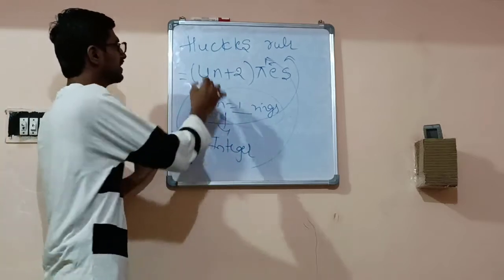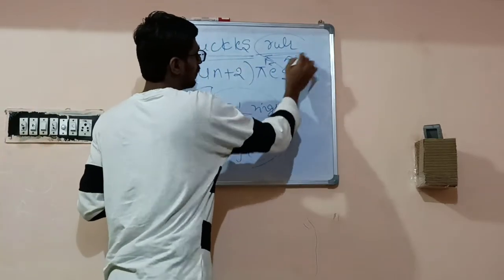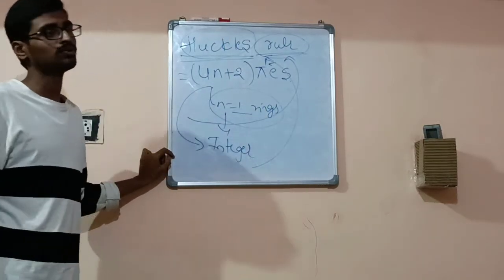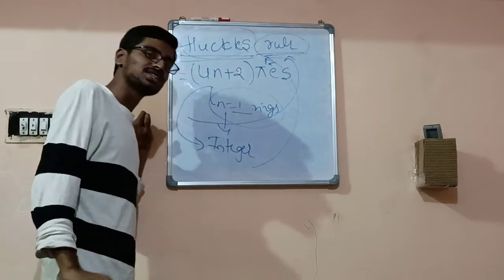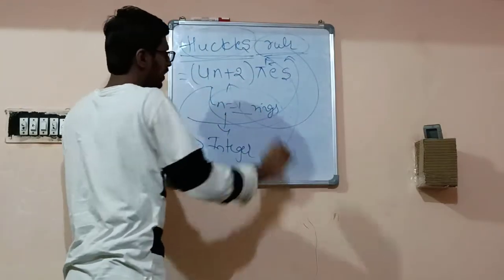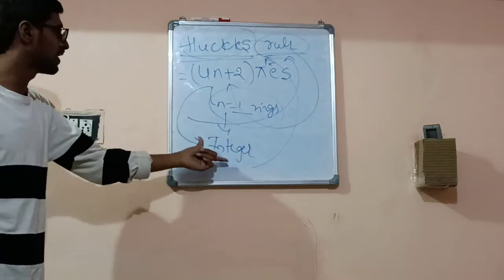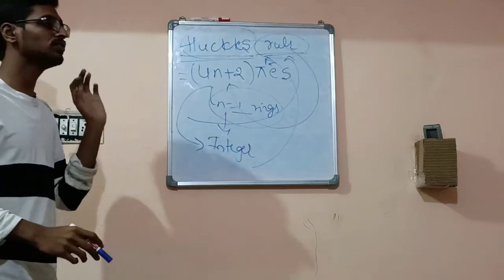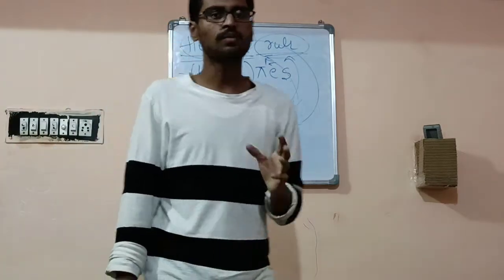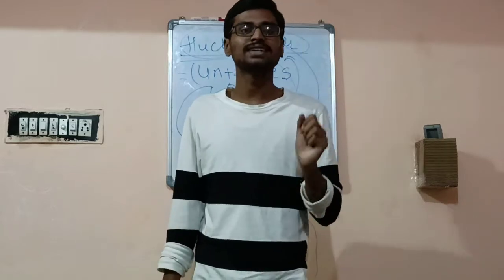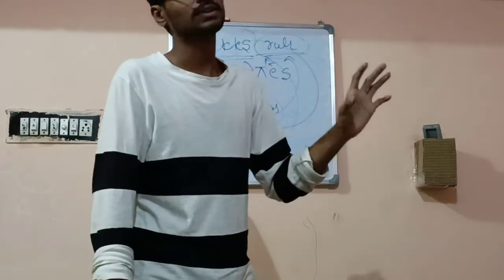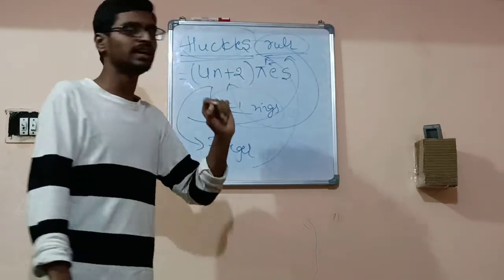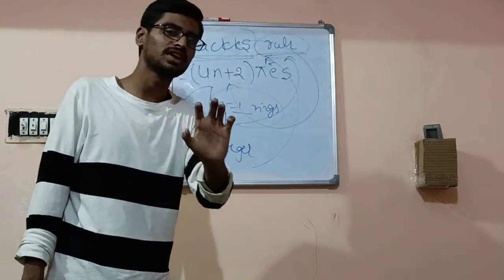Huckel's rule is nothing but a check on the positivity of aromaticity of a given compound. Whether Huckel's rule is verified for the given compound, we check using the same equation, 4n plus 2 pi electrons, which gives the number of rings. By using this equation, we prove whether the given compound satisfies the condition of aromaticity. If it does, then it is aromatic in nature.